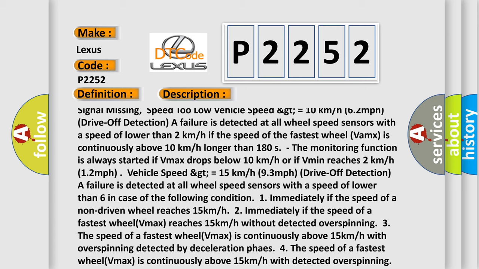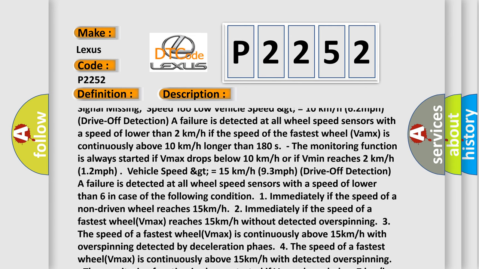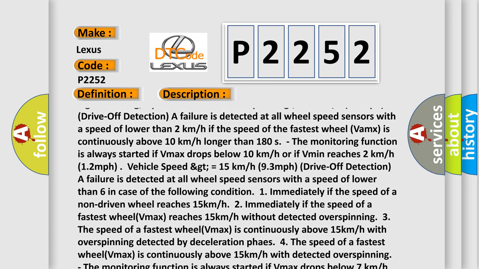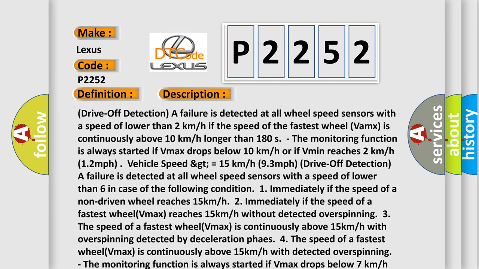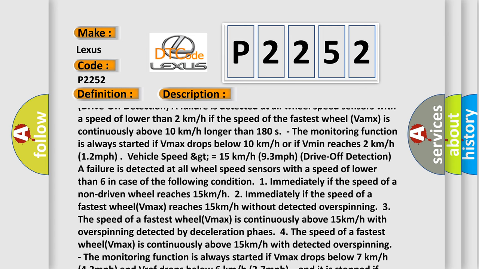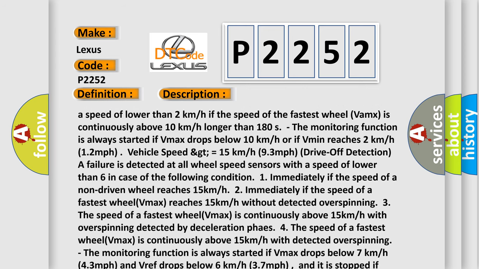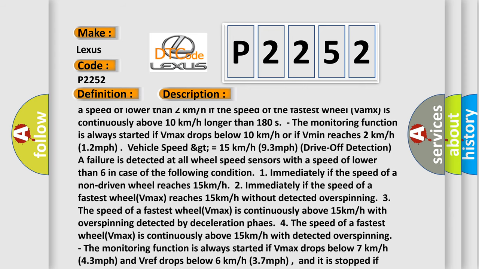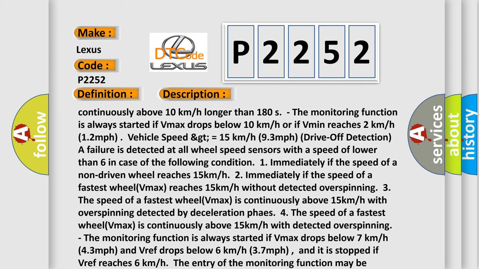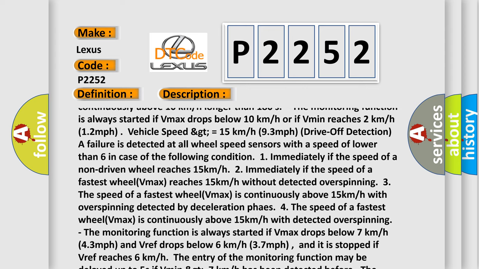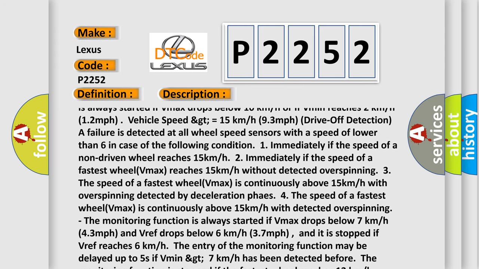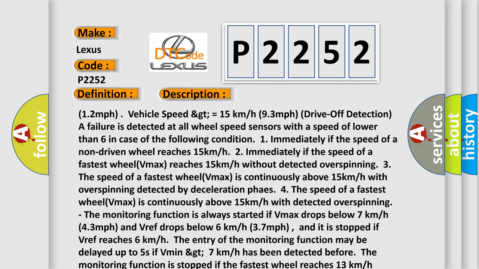The monitoring function is always started if Vmax drops below 10 km/h or if Vmin reaches 2 km/h (1.2 miles per hour). Vehicle speed >= 15 km/h (9.3 miles per hour), drive off detection. A failure is detected at all wheel speed sensors with a speed of lower than 6 km/h in case of the following conditions: 1, immediately if the speed of a non-driven wheel reaches 15 km/h; 2, immediately if the speed of the fastest wheel Vmax reaches 15 km/h without detected overspinning; 3, the speed of the fastest wheel Vmax is continuously above 15 km/h with overspinning detected by deceleration; 4, the speed of the fastest wheel Vmax is continuously above 15 km/h with detected overspinning.